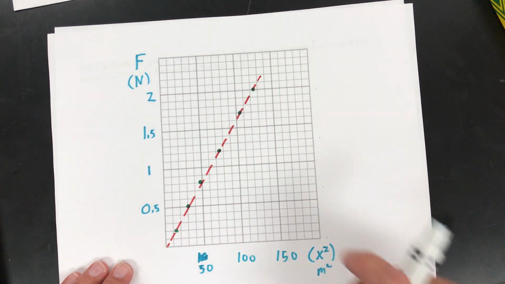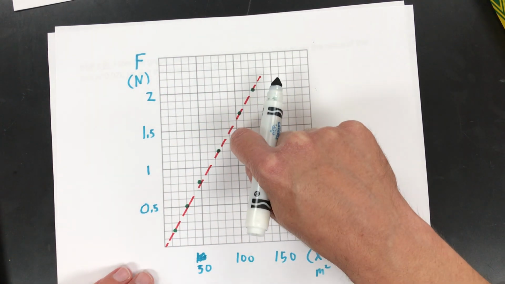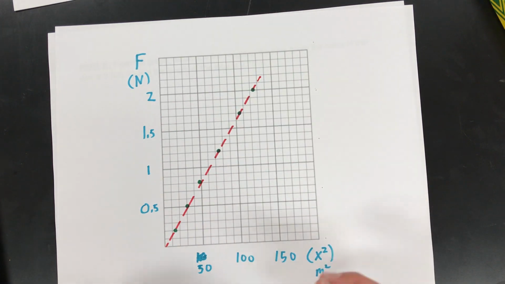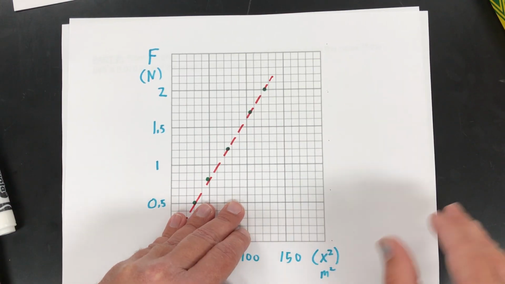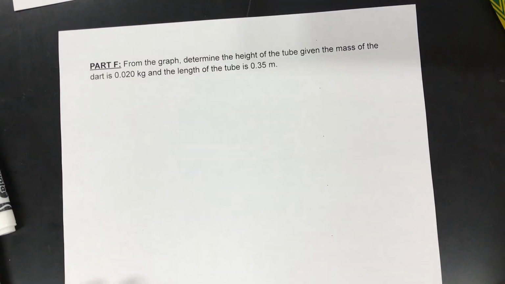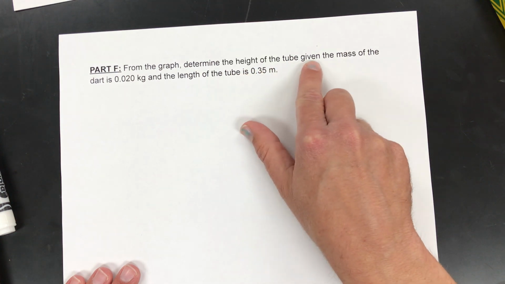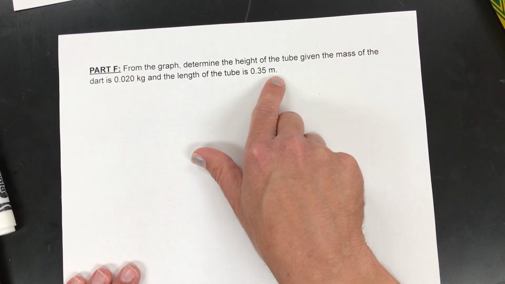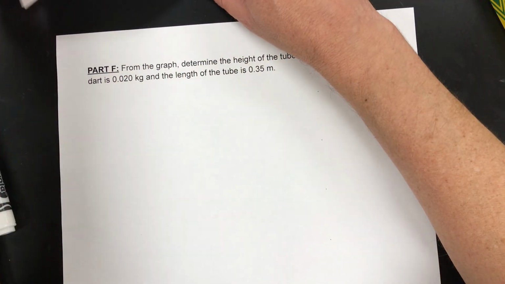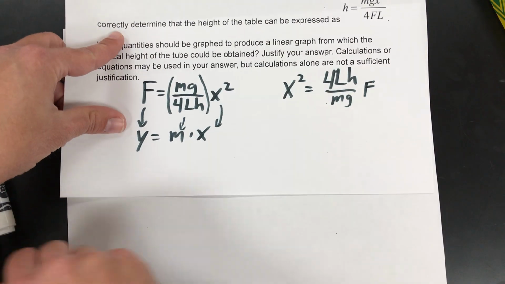Remember, you can bring a calculator, but you can also bring a ruler to the AP exam. So we've got that graph there. The next thing they want you to do is they say, from the graph, determine the height of the tube given the mass of the dart is 0.02 and the length of the tube is 0.35. Well, let me come back to this real fast and write this down.